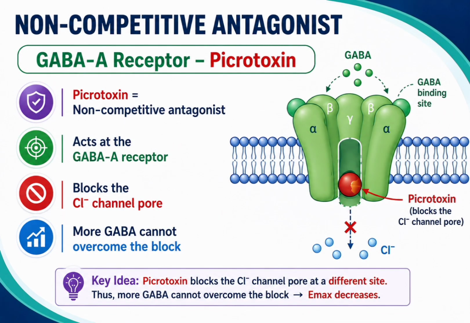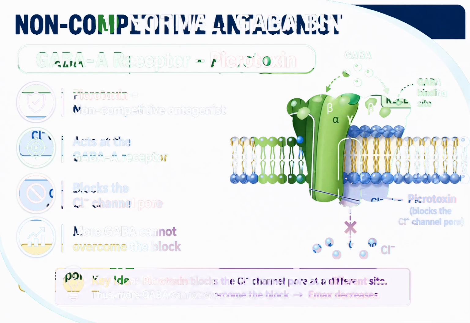Now let's understand a classic example of a non-competitive antagonist, picrotoxin. Picrotoxin acts at the GABA-A receptor, but importantly, it does not compete with GABA at the GABA binding site. Instead, it blocks the chloride channel pore at a different site. And this is the key to understanding non-competitive antagonism.